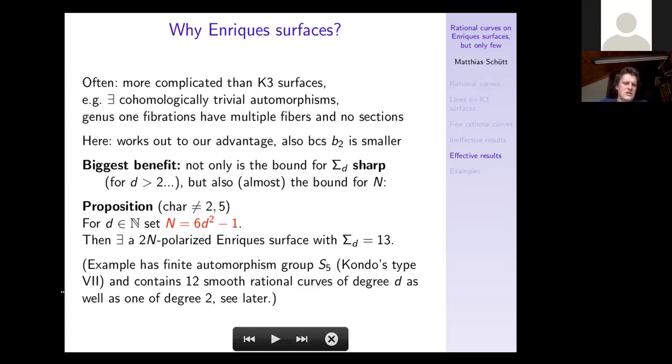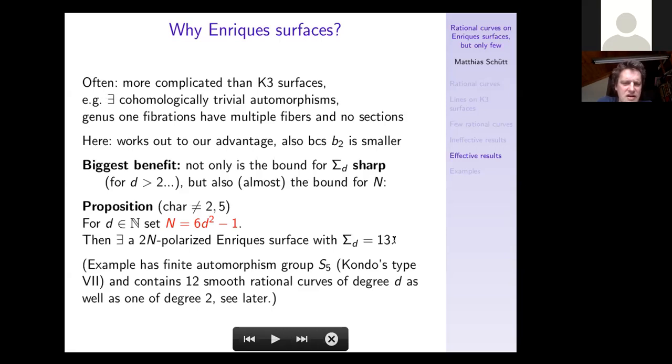So this is the little proposition I include here. I have to admit in characteristic 2 and 5, it will not work. So there you have to think again how good the bound for n is. But in general, outside these characteristics, you fix d and you set n to be 6d squared minus 1. So it's 1 less than the threshold we had on the previous slide. And the claim is there is a 2n polarized Enriques surface with 13 rational curves of degree at most d. So n greater than 6d squared, at most 12; n equals 6d squared minus 1, 13.